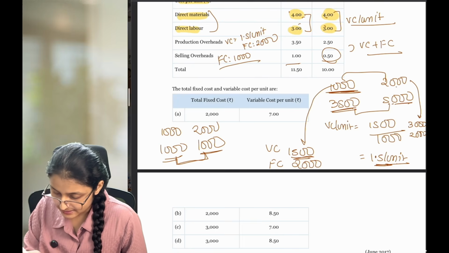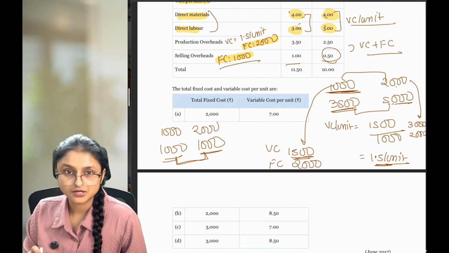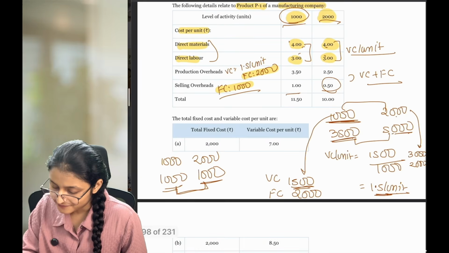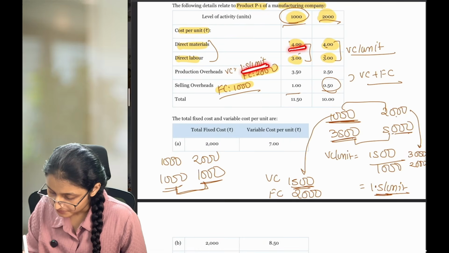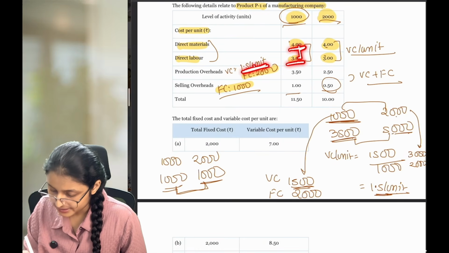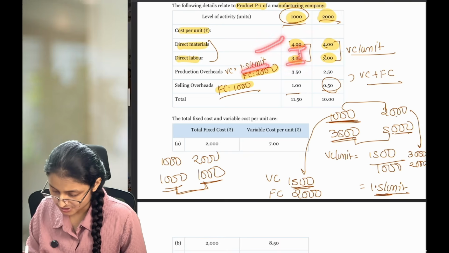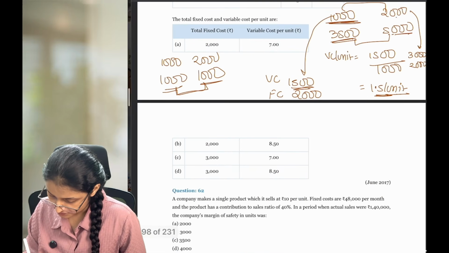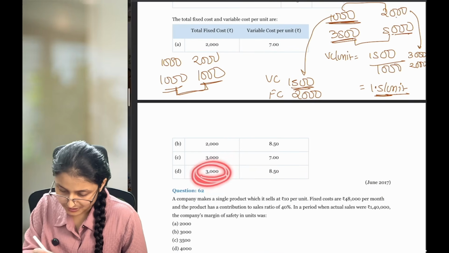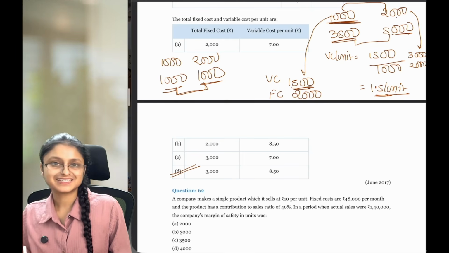Selling overhead is completely made of fixed cost only. So can I say that the fixed cost is 2000 plus 1000, 3000 of fixed cost, and the variable cost is 1.5 plus 4 plus 3, 7, 8.5 is your variable cost here. 8.5 is the variable cost and 3000 is the fixed cost. So option number D is the correct answer.